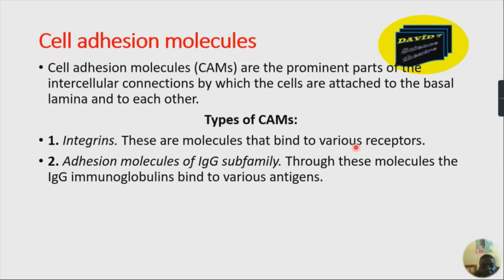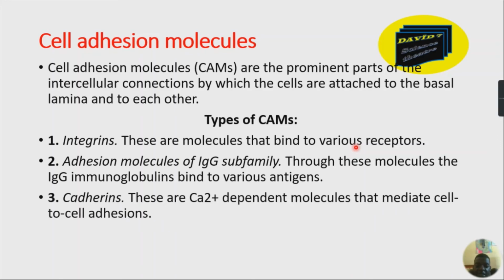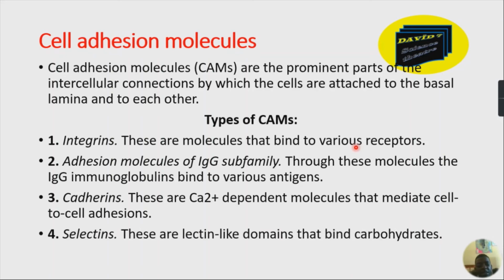Then adhesion molecules of IgG subfamily. The immunoglobulin G subfamily has a specific type of adhesion molecules, and through these molecules, the IgG immunoglobulins bind to various antigens. All right. Third, the CAMs, we have what we call cadherins. These cadherins are just calcium-dependent molecules that mediate cell-to-cell adhesions. Number 4, we have selectins. Selectins are lectin-like domains that bind carbohydrates.